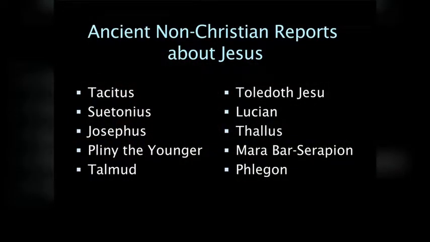Well, let me share with you briefly that here are 10 non-Christian historians and politicians and writers who wrote about Jesus near the end of the 1st century and the beginning of the 2nd century. Tacitus, Suetonius, Josephus, Pliny the Younger, the Jewish Talmud, the Toledot Yeshu, Lucian, Thallus, Mara Bar Serapion, Phlegon, all of these people in one way or another wrote about Jesus. Some of them were Jewish, some were Greeks, some were Romans.